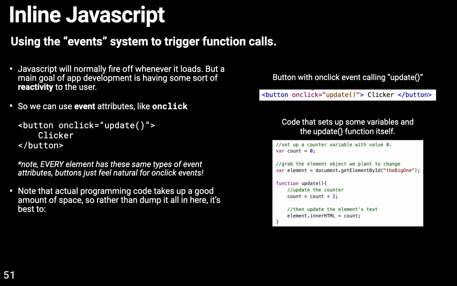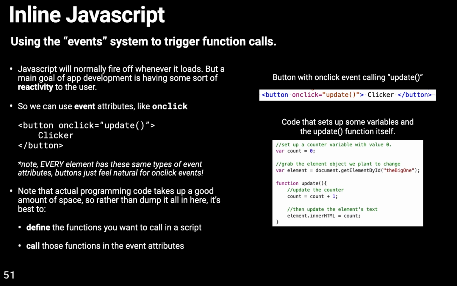You should note that writing any amount of programming code takes up a good amount of space, right? You're doing a lot of small things on their own lines over and over and over. So rather than try to dump all that into one little inline space, it's really best to define the functions you want to call somewhere in some script, which will happen immediately. The script will run and define your function, and then you will call those functions from these event attributes. Over here on the right, we have a reference point for a button that's defined with the update and then the code below.